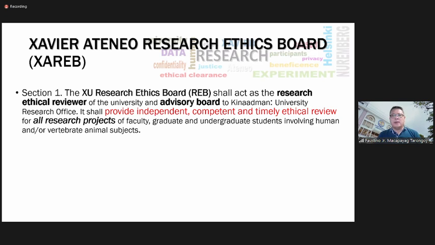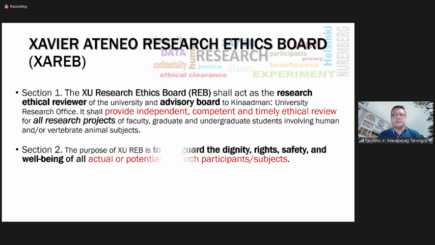So the board is responsible for providing independent, competent, and timely ethical review. That means the review is usually conducted as a blind review. You don't know who the members of the board are that are reviewing your proposal, but they will give you specific comments to help you improve, or to grant you that ethical clearance for such a research project.